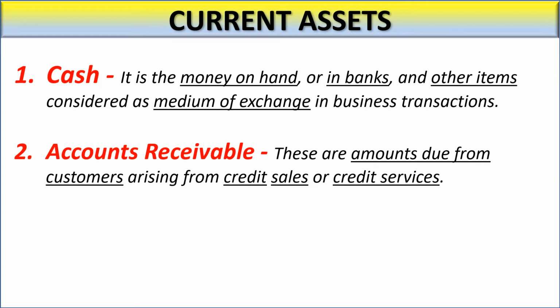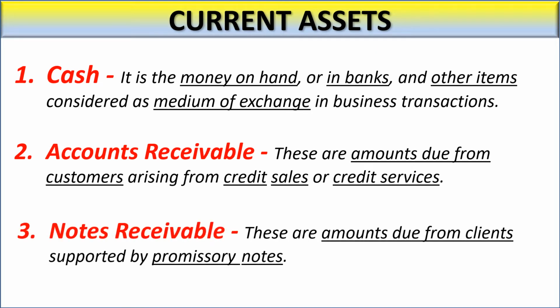Number two, accounts receivable. Accounts receivable are amounts due from customers arising from credit sales or credit services. So these are the amounts. Ito yung mga amount na makokolekta mo from the customers that arise from the sales or services you've rendered to the customer. Number 3, notes receivable.